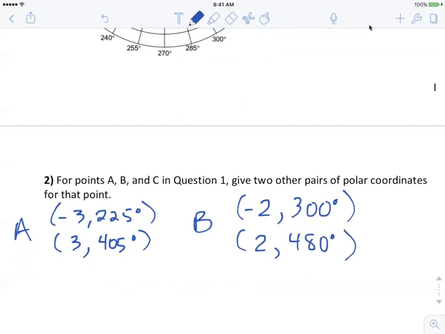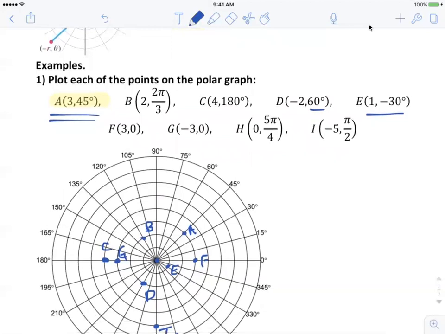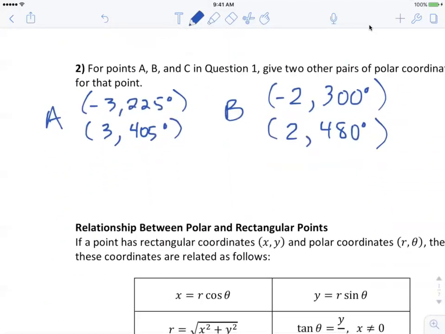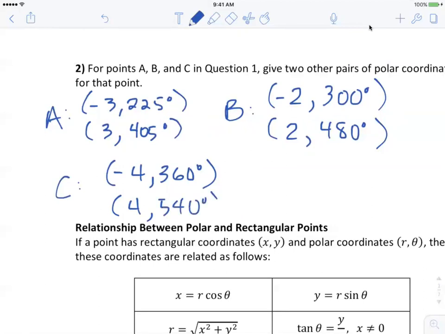And then finally C. C was, what was it? 4, 180. So my little techniques here, that is a letter C. I could change it to a -4 and add 180, which would be 360 degrees. Right? Or 0, I guess, would also work. Or keep it +4 and add 360 to 180, which is 540. Okay, so that takes care of that.